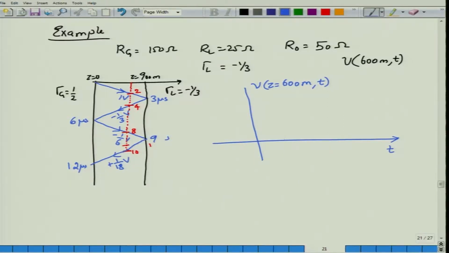At 2 you will see a jump of 1 volt, and at 4 you will see one more jump, but this time the jump is in the negative direction because the value of the reflected voltage is minus 1 by 3. So you will see 1 minus 1 by 3 volt propagating. So what is 1 minus 1 by 3? This is 2 by 3 volt. So you will actually see that the voltage has dropped from 1 volt to 2 by 3 volt. The change is happening at 2 and a jump happening at 4. This continues until you go to 8 microsecond.